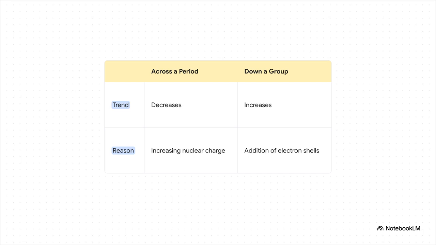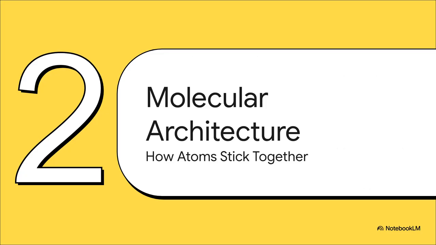Take atomic size, for instance. You'd think as you move from left to right, adding more stuff, that atoms would get bigger, right? But nope, they actually get smaller because a stronger nucleus pulls the electrons in tighter. Then, as you go down a column, you're adding new layers, new shells, and that makes the atoms get bigger. Kind of cool, huh?